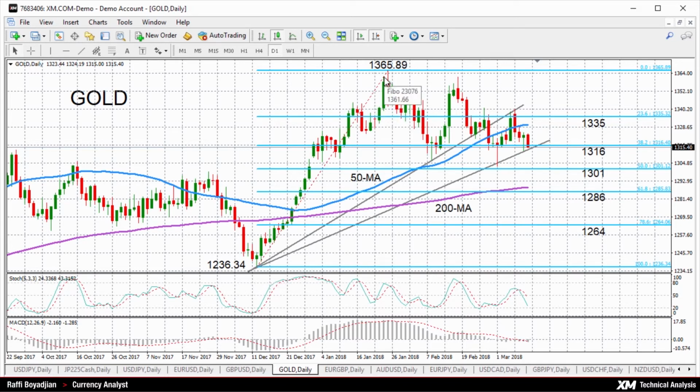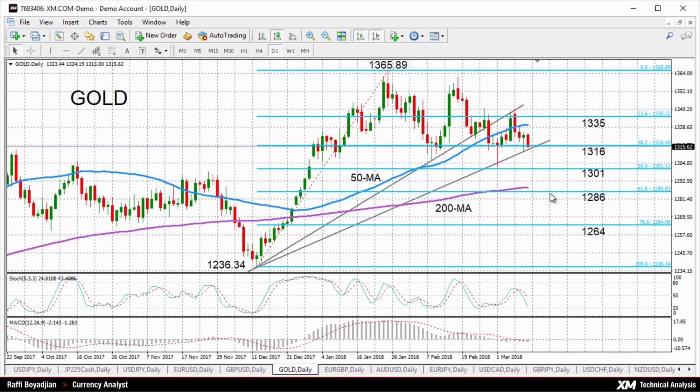A drop below that level though, we could then see prices targeting the 1,300 level. Just above that key area at 1,301 is the 50% Fibonacci retracement. It was also a 2-month low early in the month of 1,302.70.